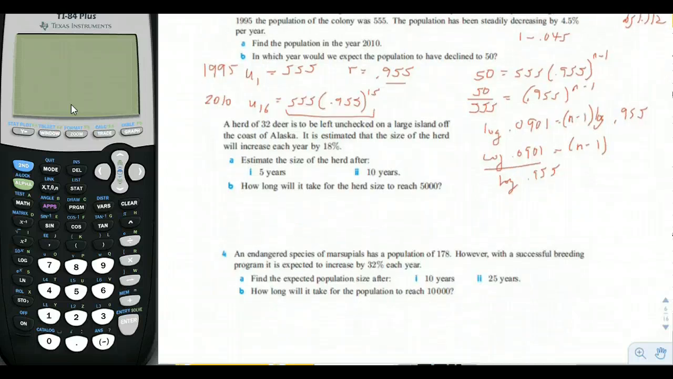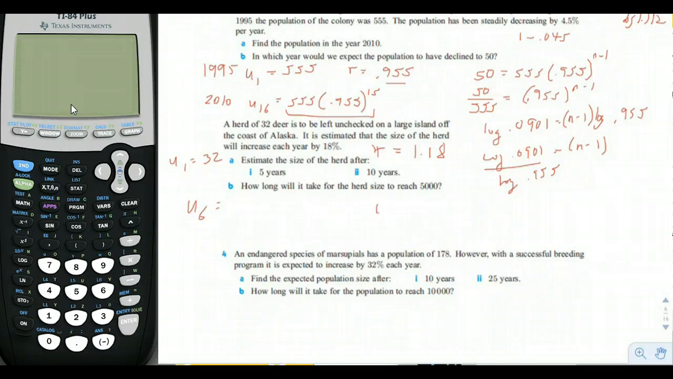A herd of 32 deer is left unchecked on a large island off the coast of Alaska. It is estimated that the size of the herd will increase each year by 18%. So what would be R? R would be 1 plus 0.18, which is 1.18, right? U1 is the initial population, which is 32. Estimate the size of the herd after 5 years. So after 5 years would be U6, right?